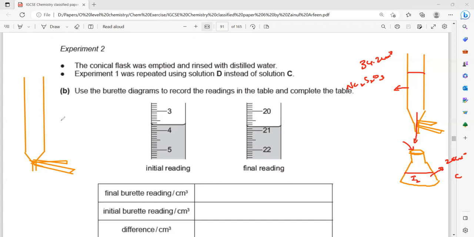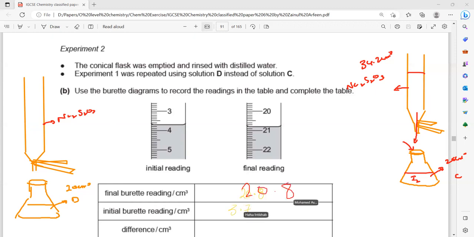In the conical flask, the only difference is the type of solution. The same amount of solution is there, but the type is different. We are using solution D of potassium iodide, and again 20 cm cube is used, the burette is filled with sodium thiosulfate, and the same procedure is repeated. What is the initial burette reading, final burette reading, and the difference? Initial is 3.7, final is 20.8. And how much is the difference?